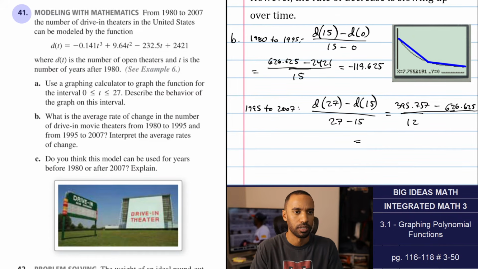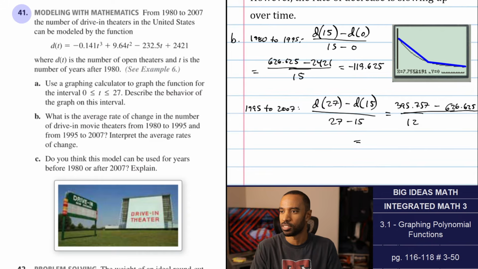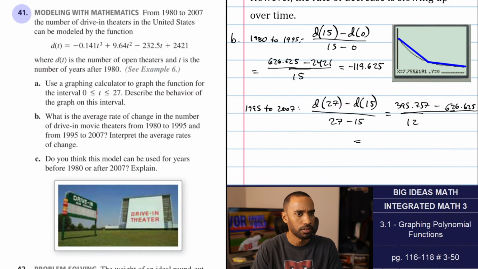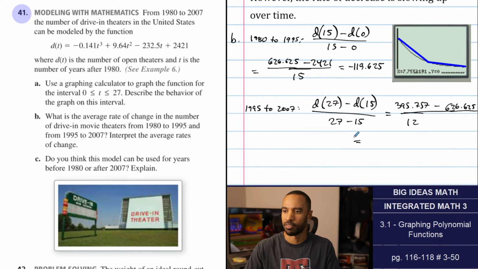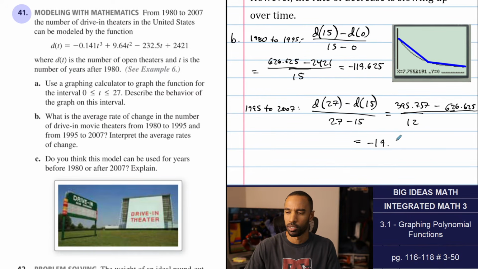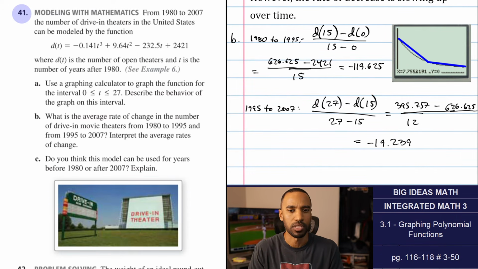So this should be a smaller number, a lesser. Negative 19, whoa, significantly less. Oh my goodness. Did I type something wrong on the other one? Maybe not. Negative 19.239. Wow, significant difference here. So it says, what's the average rate of change there? Interpret the average rates of change.